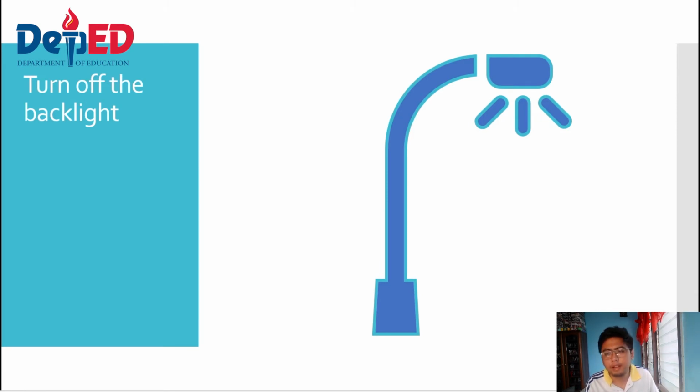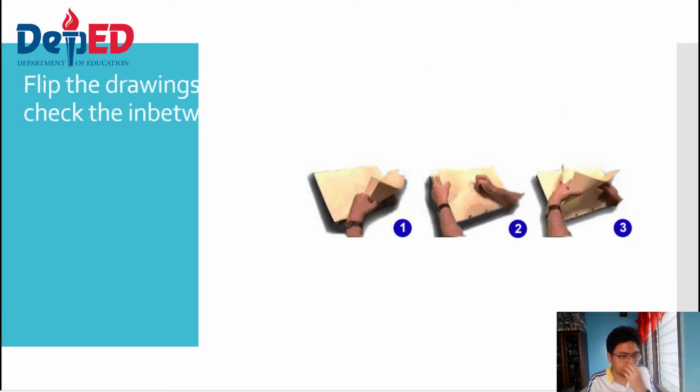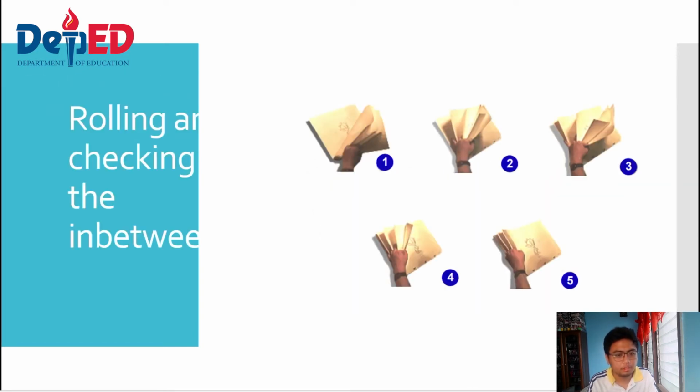Then turn off the backlight para makita nyo kung tama ba yung pagkakadrawing nyo. Okay? Then flip the drawing, check the in-betweens. Yung ginagawa natin, flip book para makita nyo kung tama o hindi ang movement nyo. Then rolling and checking the in-between. Adjust na konti ang aking text.